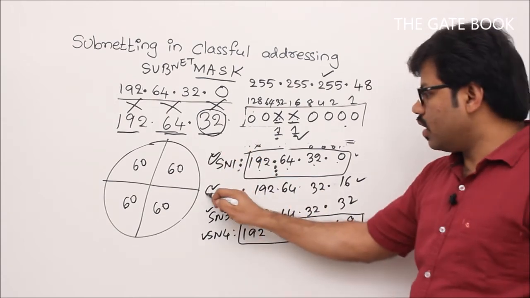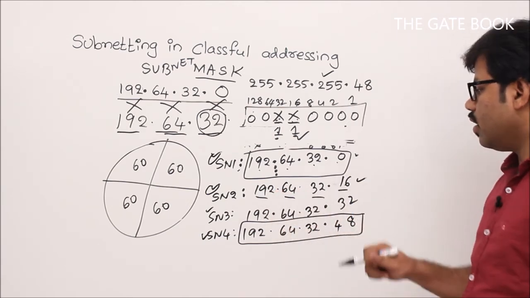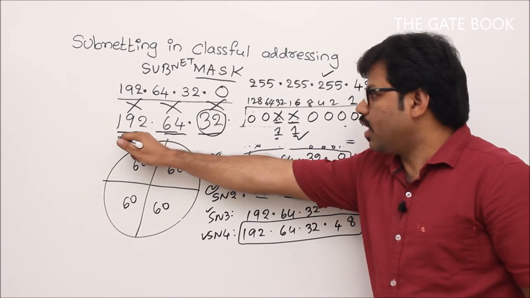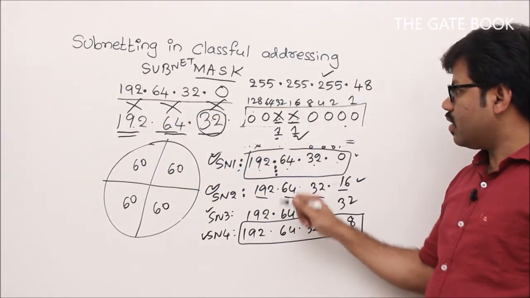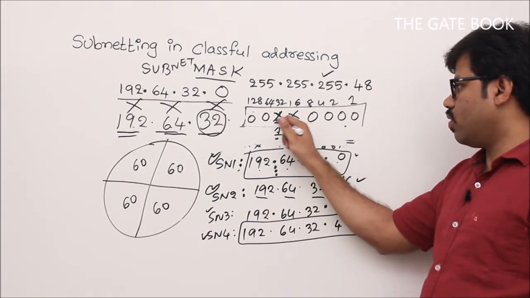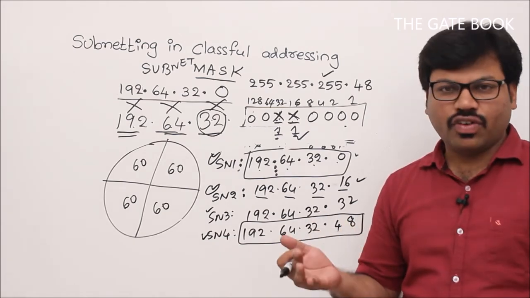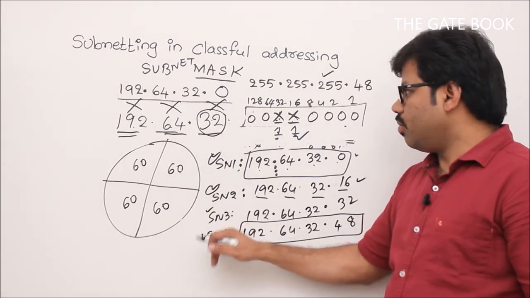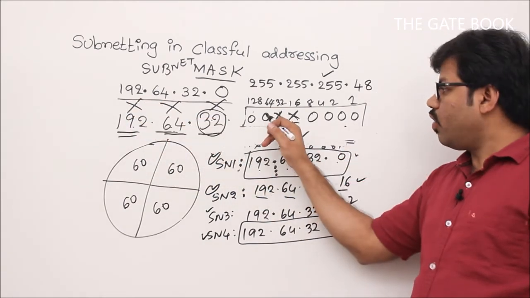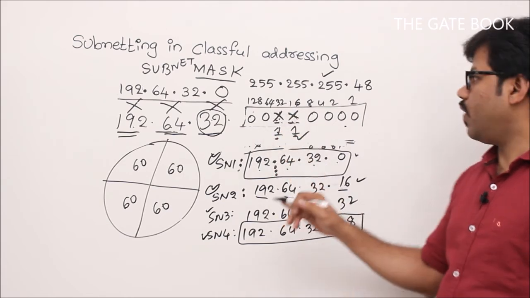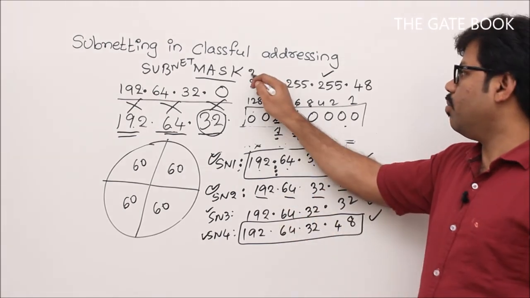What about subnet 2? In subnet 2 also, you see 192.64.32.16, right? It's the same network part: this is same, this is same, this is same. The only difference is here, where again you borrowed only these 2 bits. What I want to say is all subnets have the same network part, correct? This one, this one, everything is same, and the network bits, these 2 bits, are also same. So for every subnet here you get the same subnet mask. That is one important observation.